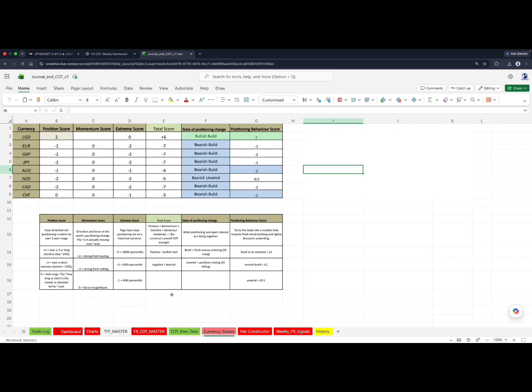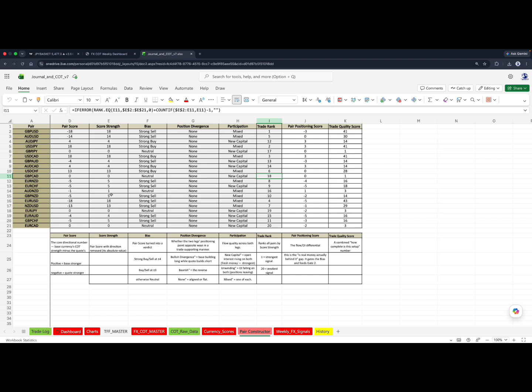This then gets transferred further downstream into the currency scores section, which you can see here. At the moment, US dollar has a bullish build, Japanese yen has a bearish build, although we have just recently had a Bank of Japan intervention, which has seen a great deal of strength being put into the Japanese yen.